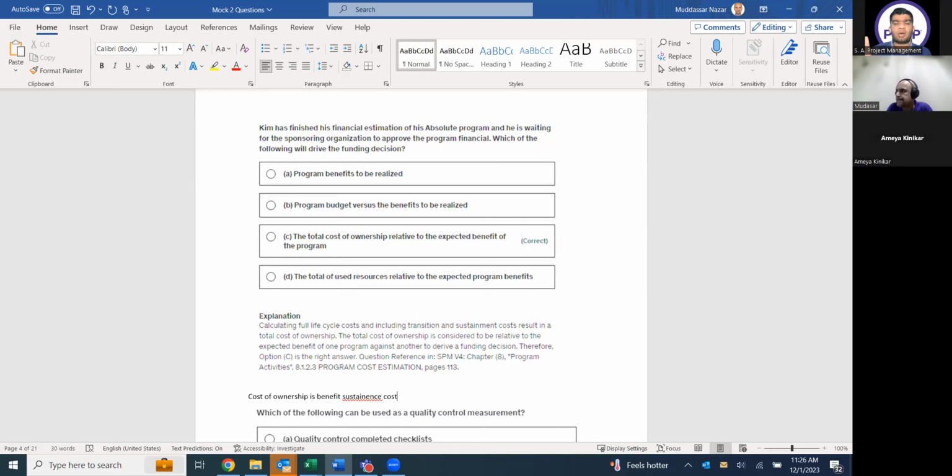So in this case, the correct answer will be C, because here the program budget is only for the activities which are done within the program life cycle. But total cost of ownership covers the program cost plus the benefit sustainment cost also.